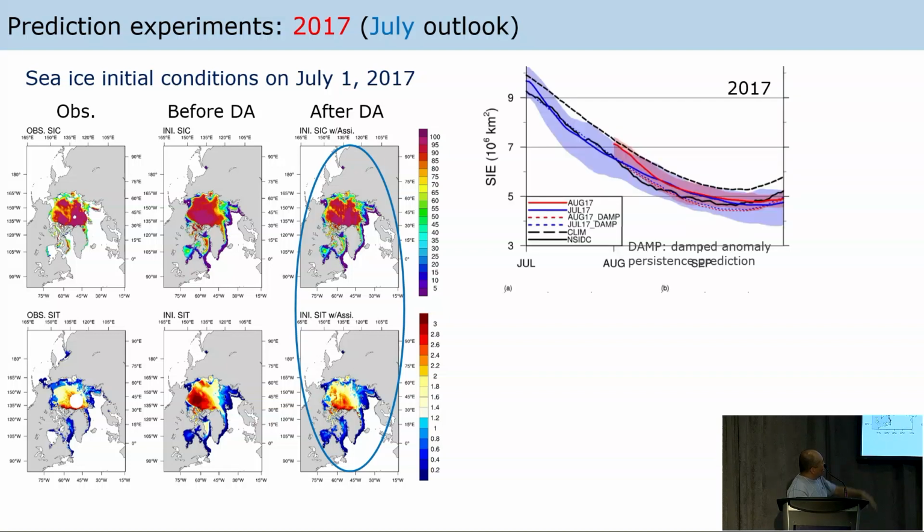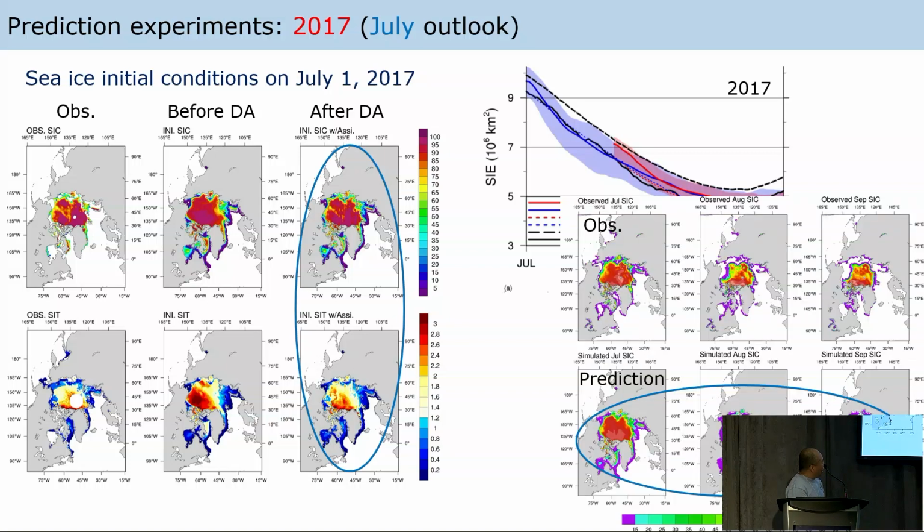And this is the predicted total Arctic sea ice extent from July to September. The black line is the satellite observation, and the blue line is our prediction. Basically, our prediction captures the observed evolution, and is also better than the DAMPER prediction for most of the time.